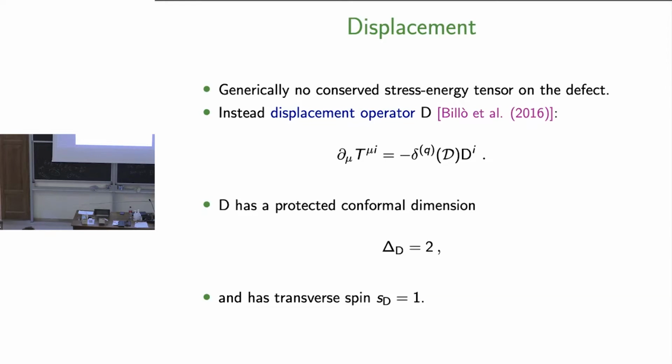And it is very general. It is an operator that you will always see on a defect CFT. Because it is related to the stress tensor, it has a protected conformal dimension, which in this case is fixed to 2. And it also points away from the defect. So it is actually a vector under this quantum number that I just introduced, the transverse spin variable. So there is no stress tensor when you do defect CFT, but there will always be the displacement operator. This is the closest that we have to a stress tensor.